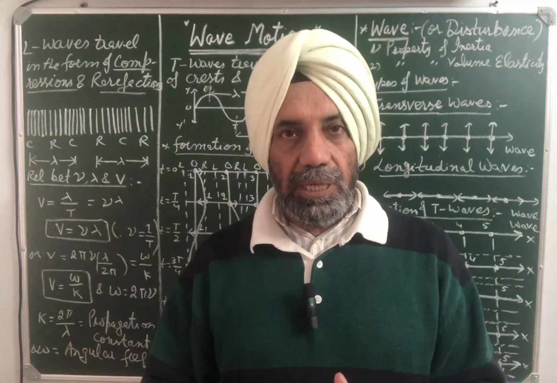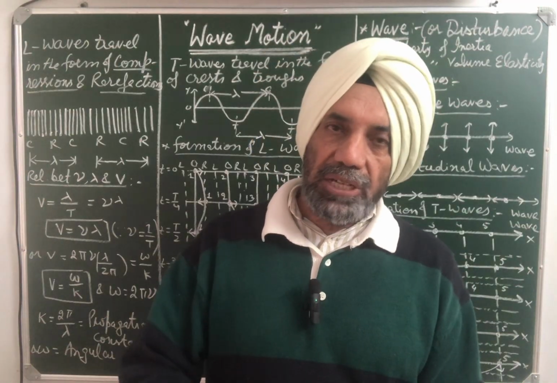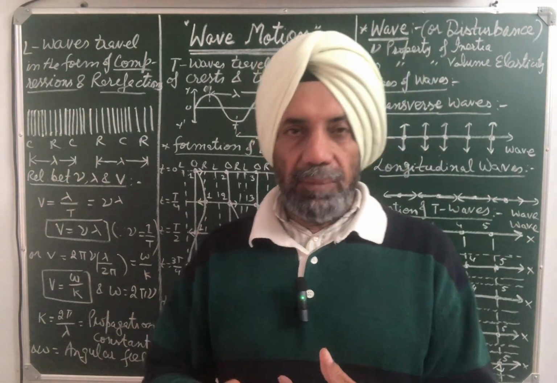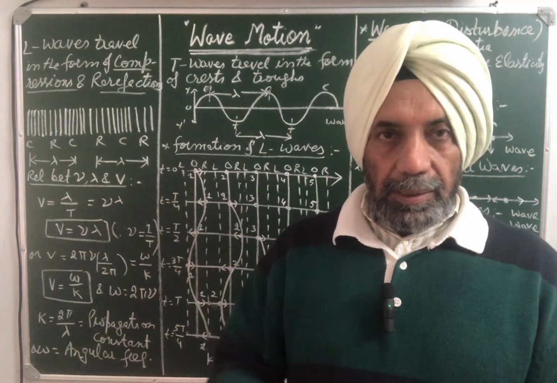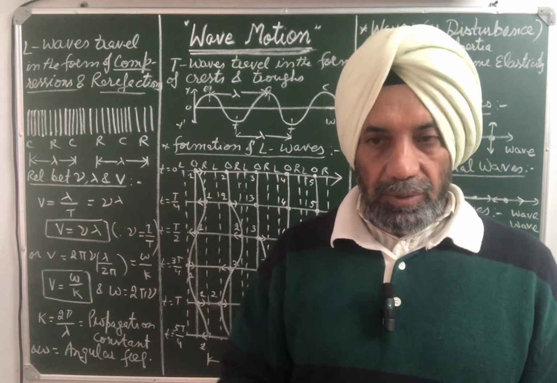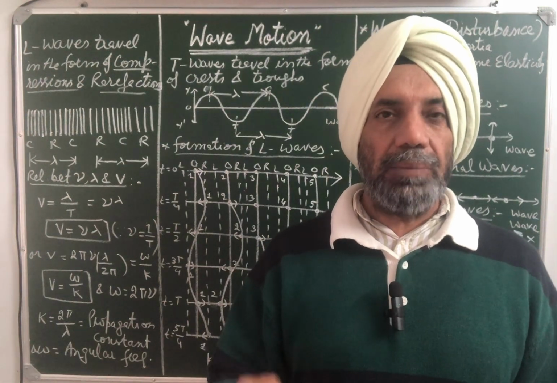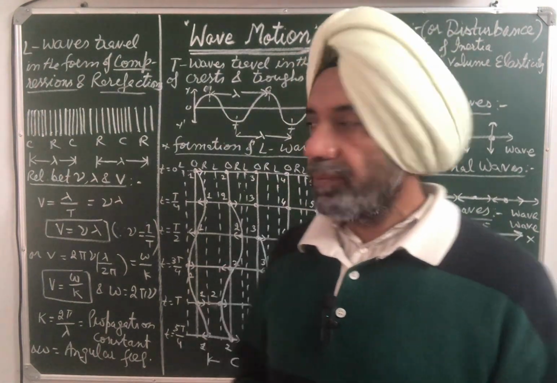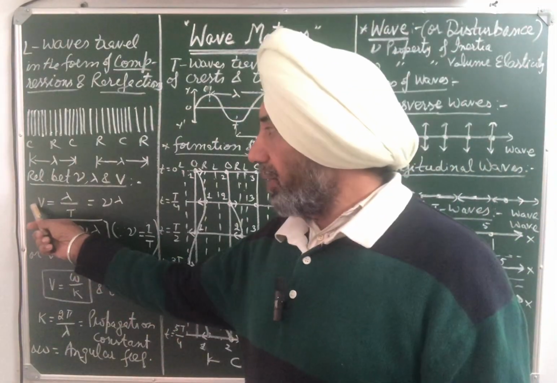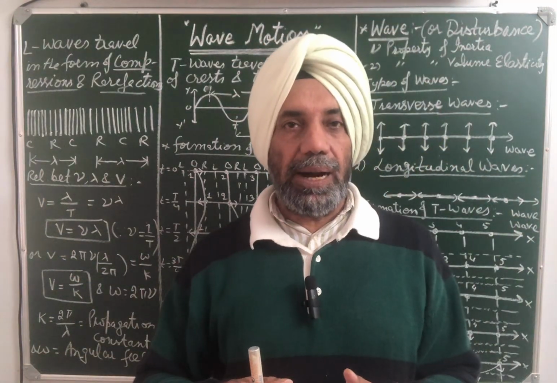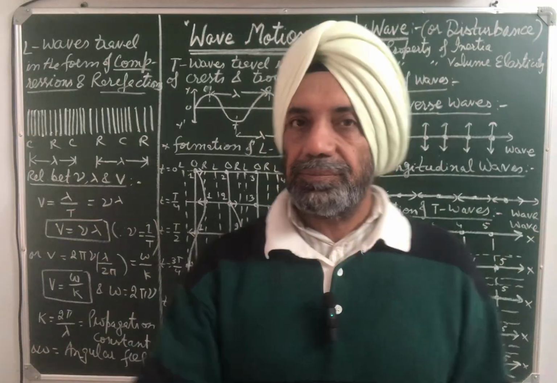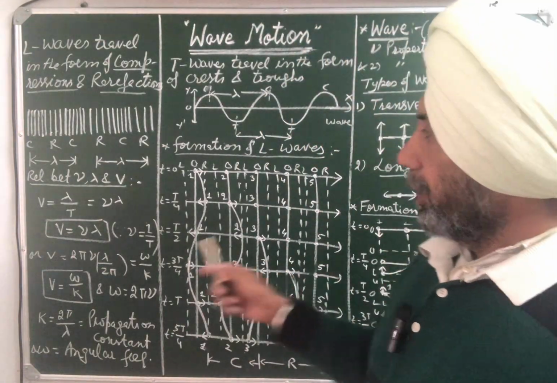Here, wave velocity and particle velocity are different. Particle velocity is the velocity of a particle vibrating about its mean position, which will be maximum at the mean position and minimum at the extreme position. It changes. But v is the wave velocity, the velocity with which the wave advances through a medium, left to right.